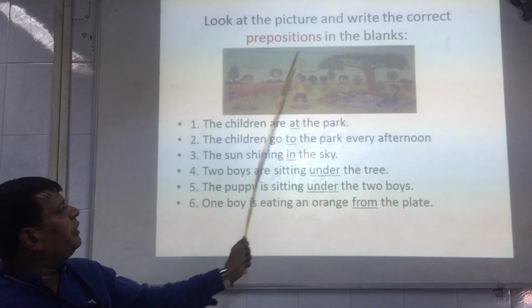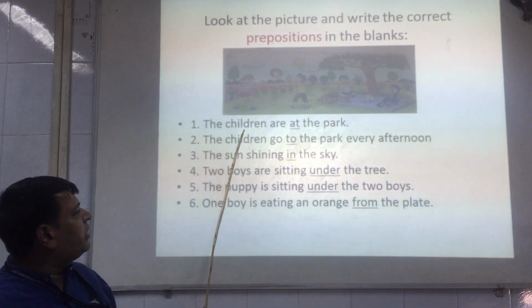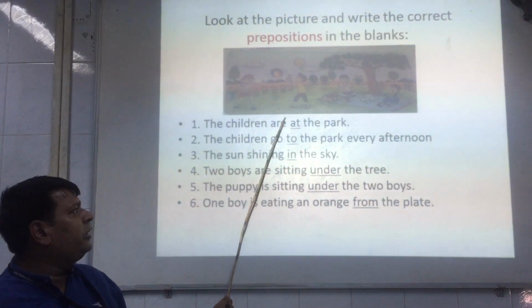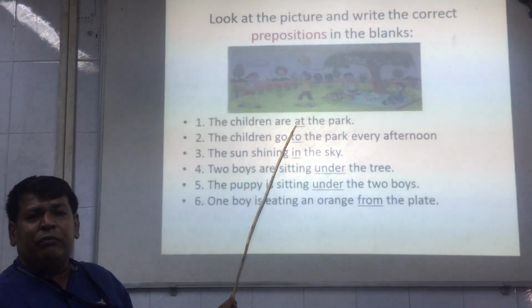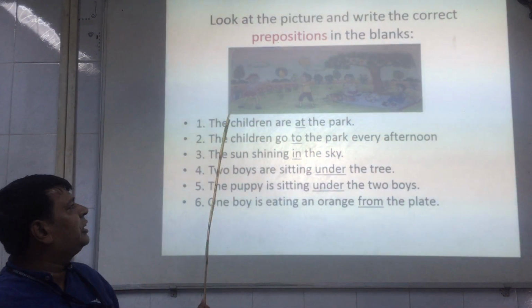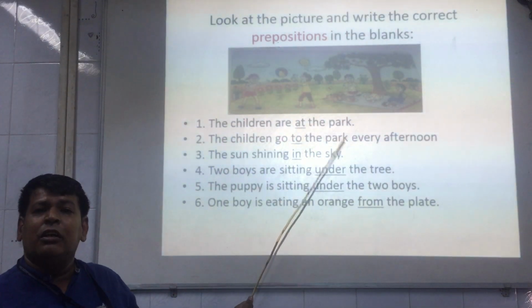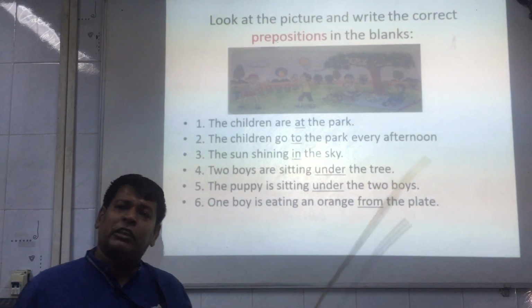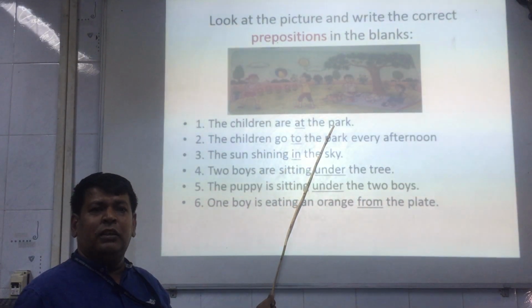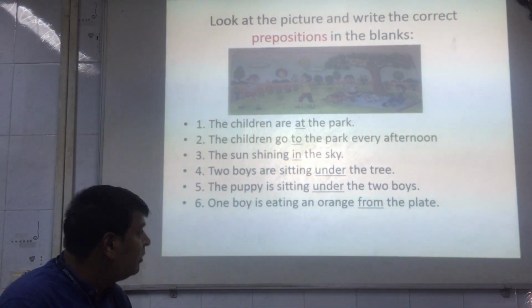Now, just see here the picture and just see the children are at the park. Now, here at is a preposition. At is a preposition. Why? Because it shows the relationship between the children in the park. As a preposition is always followed by a noun, so at is followed by a park. See the second one now.